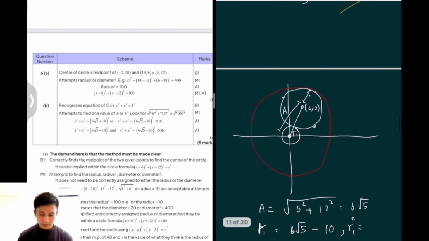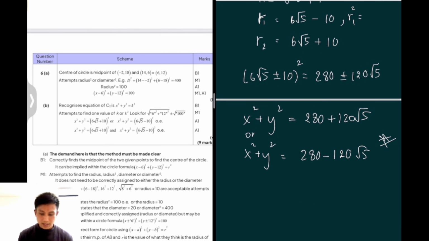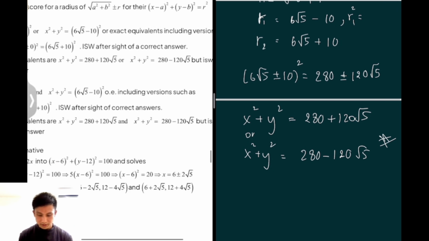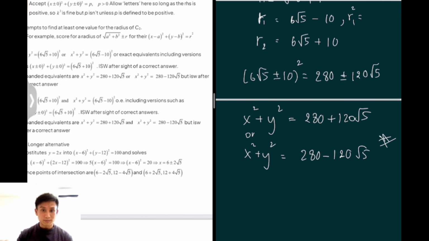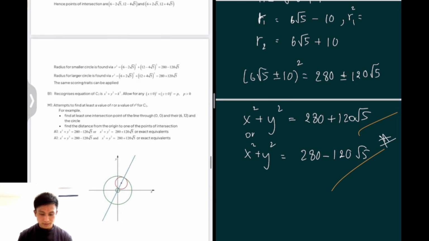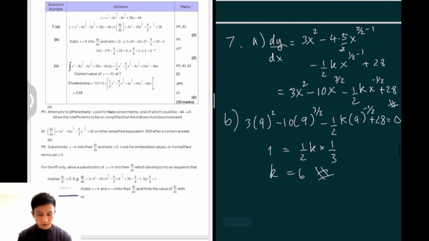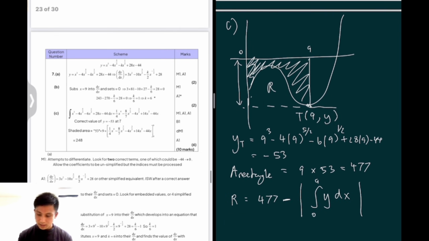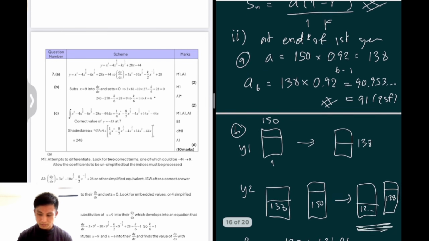This one is right first, and then part B. I could have put a square there, but I just expanded them, and I hope it's fine. It should be fine. There you go, plus or minus 280 plus or minus 120 root 5. Number 7, k equals 6, I showed it. Over the first one in the differentiation, 3x minus 10x, k blah blah blah, plus 28. Part C, 2, 4, 8, good, well done.